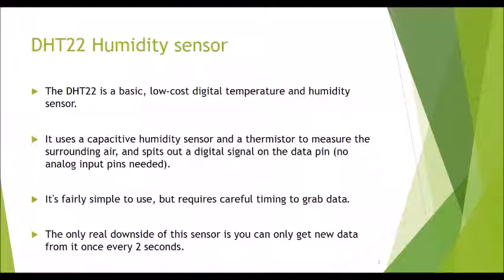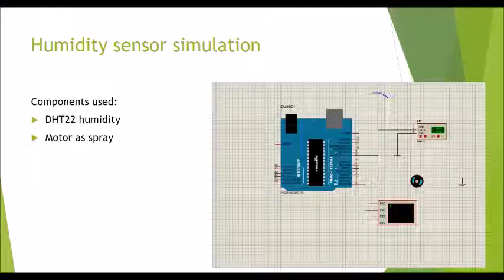Lastly, the only downside of this humidity sensor is that you can only get new data from it once every 2 seconds. Humidity sensor simulation. The components I have used for humidity sensor simulation are the DHT22 humidity sensor and a motor. The motor is used as a spray to obtain the measurements and control the conditions.